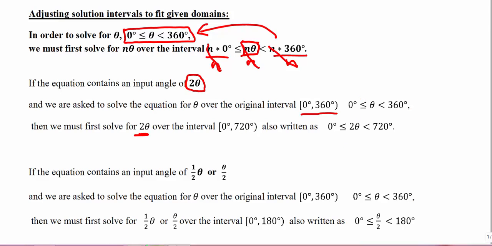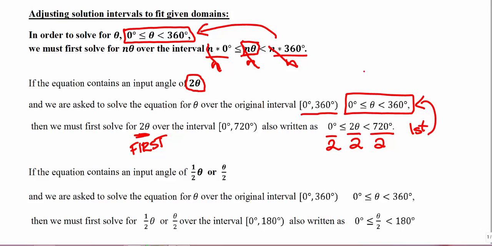So first we solve for 2 theta. That's going to be our first step. I'm going to take my original interval and multiply everything through by 2. So we solve for 2 theta between 0 and 720. First we solve for 2 theta. Then, remember the goal is to really get to theta, so we're going to divide everything through by 2. When we divide everything through by 2, suddenly we have theta within the desired original interval.